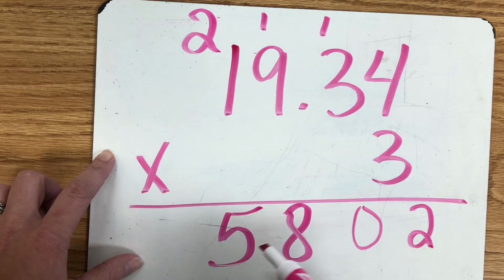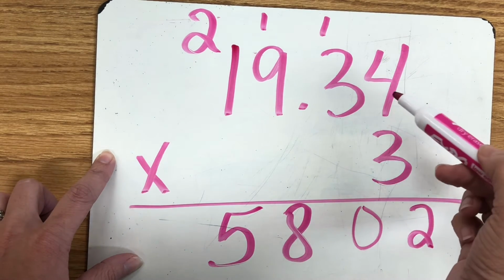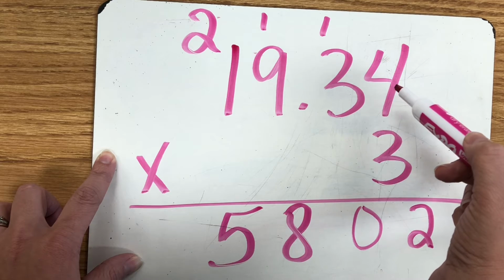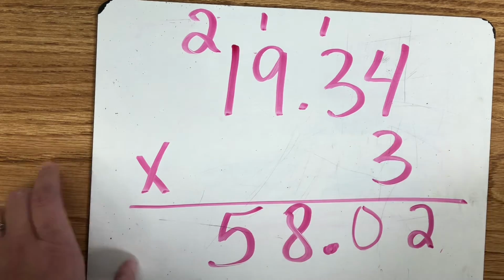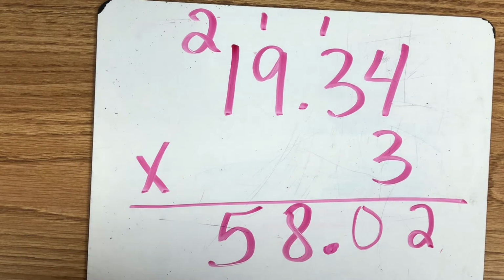So I have all of my numbers here. I still go back and see how many numbers are behind the decimal. 1, 2. 2 numbers, so 1, 2. So my answer for 19 and 34 hundredths times 3 gives you 58 and 2 hundredths.